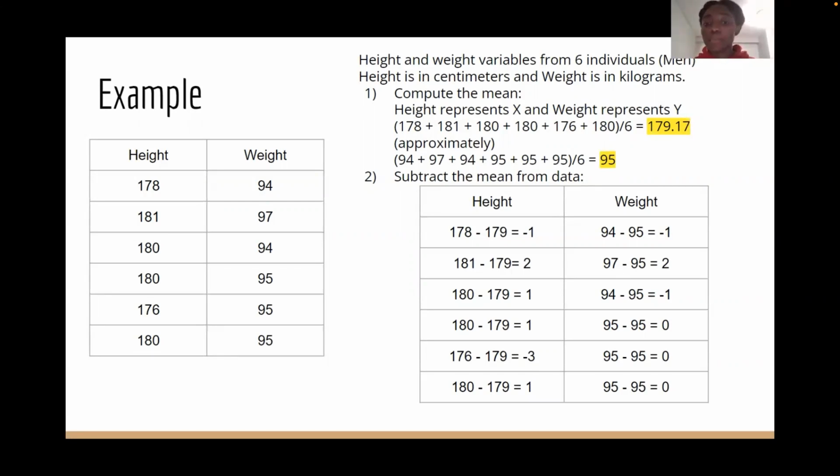Then the second step was subtracting the mean from my data. So for example, let's say the first row, 178 for the first individual. I subtracted it.